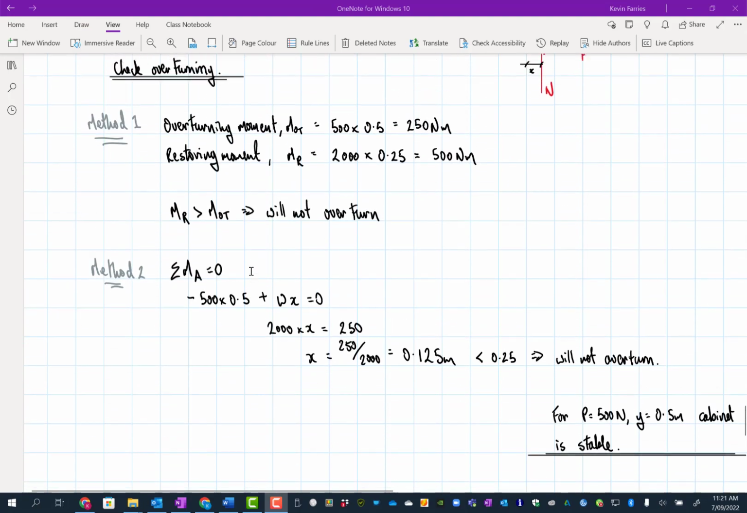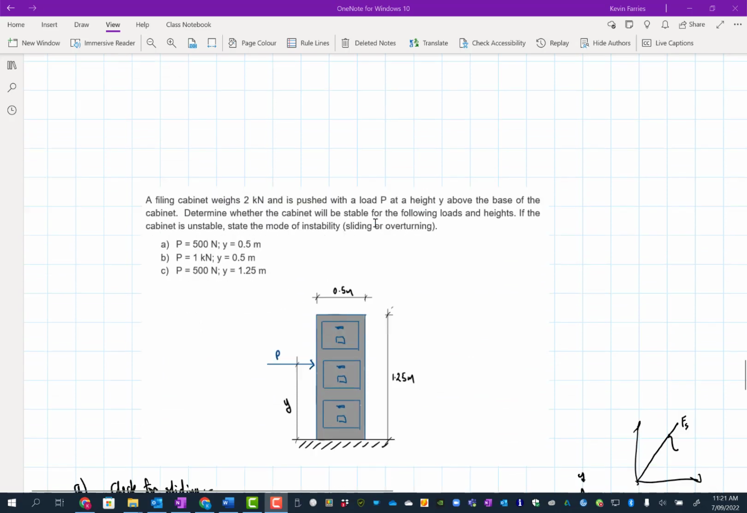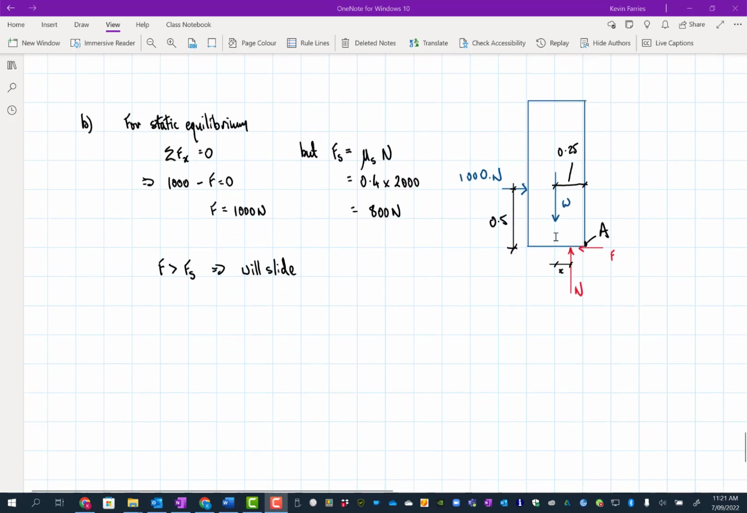But let's have a look. What did the question ask us for? Determine where the cavity was so blah blah. If the cavity's unstable, state the mode of instability, sliding or overturning. So probably what we should do is check which is going to happen first. Will it slide first or will it overturn first?